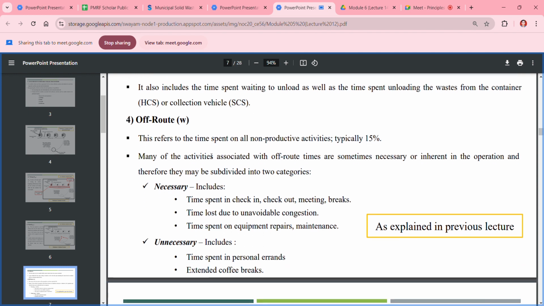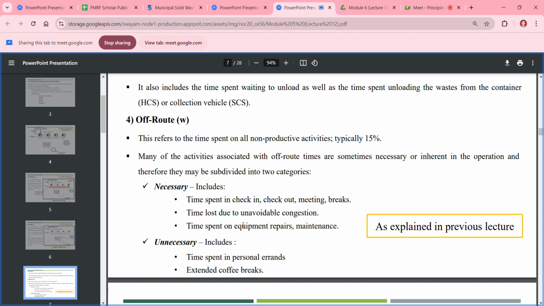Then off-route time is generally considered as non-productive activities, and typically it is 15% of the total time period. As we had already talked about, there are two different types of off-route times: one is necessary, then unnecessary.